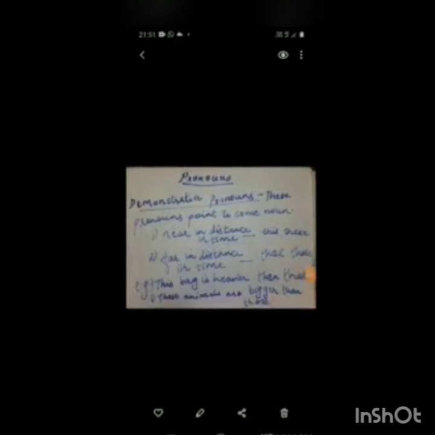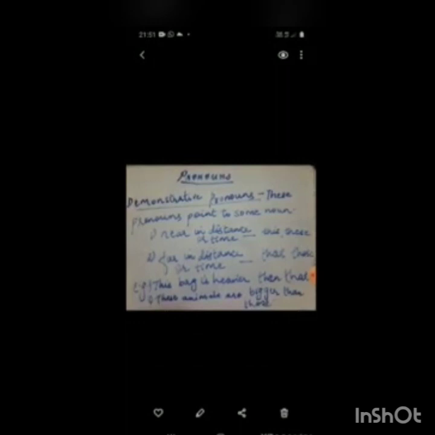Now let's try and understand demonstrative pronouns. Demonstrative pronouns point to some noun. They also reveal whether it is near in distance or time, or far in distance or time. If it is near in distance or time, then the demonstrative pronouns used are this, and for plural, these. If the object or the noun is far in distance or time, the pronouns used are that, and for the plural, those.